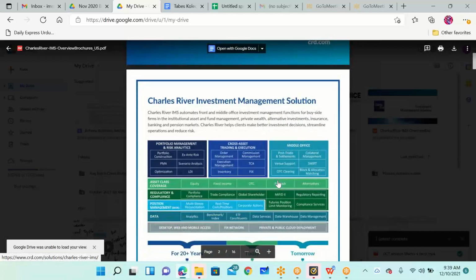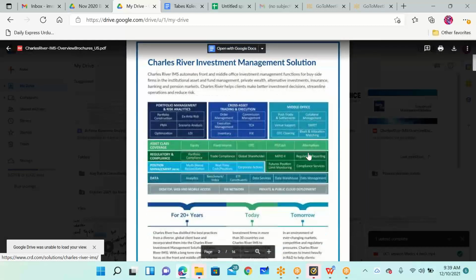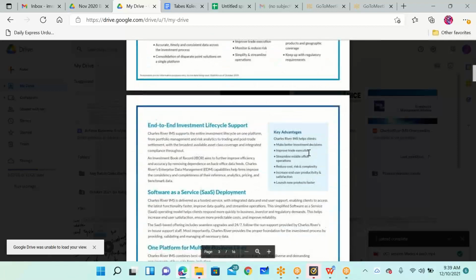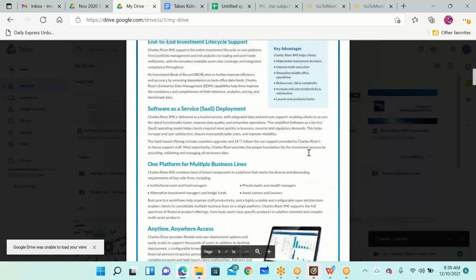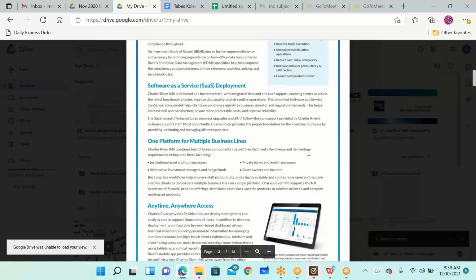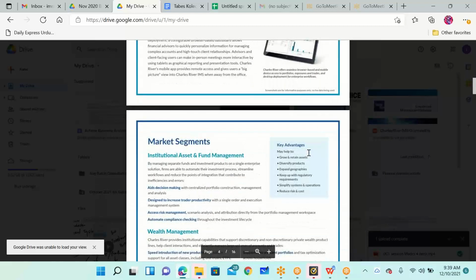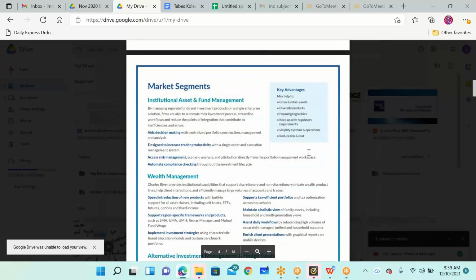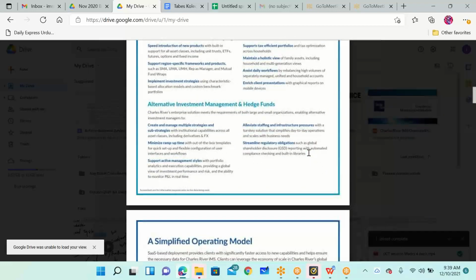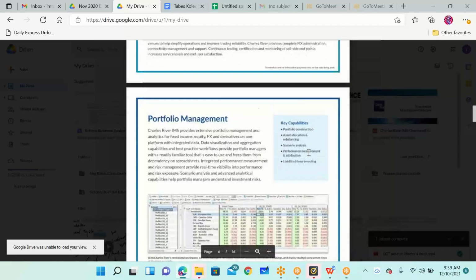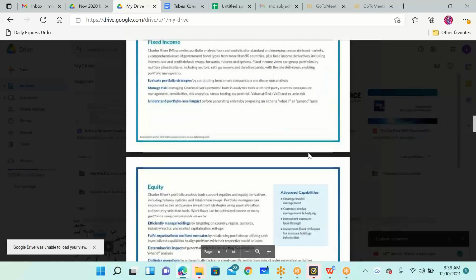Yeah, here you go. So portfolio management and risk analytics, cross asset trading, middle office, all this is the whole flow of the system. Then going down, end-to-end investment lifecycle support, software as a service, one platform for multiple business lines, anytime, anywhere access. These are the functionalities. Market segments, wealth management, what it offers in wealth management. Then portfolio management, what it offers in portfolio management.